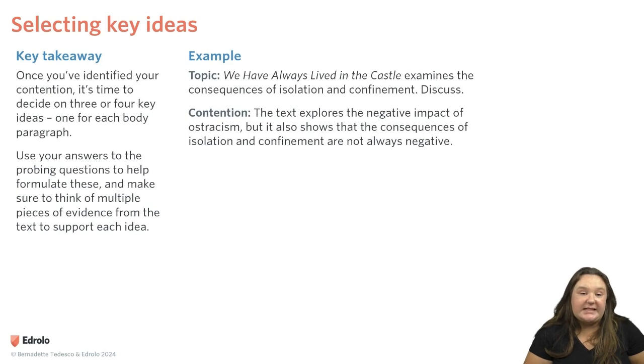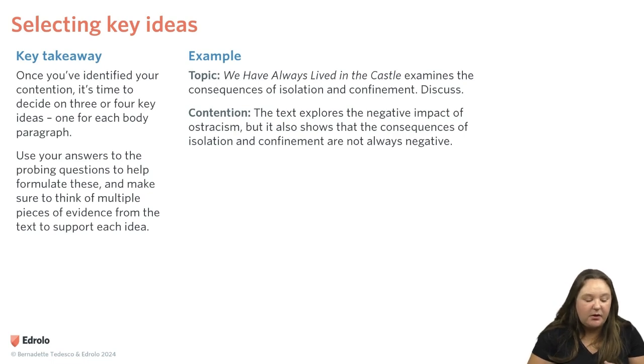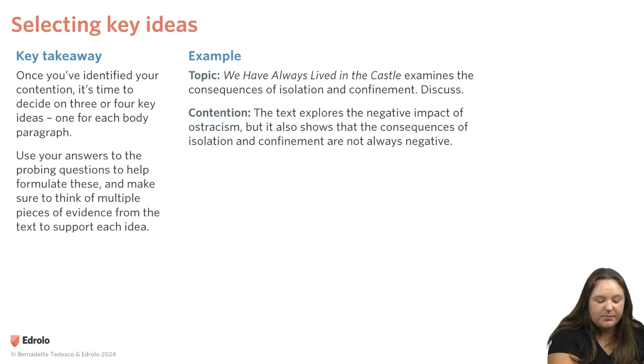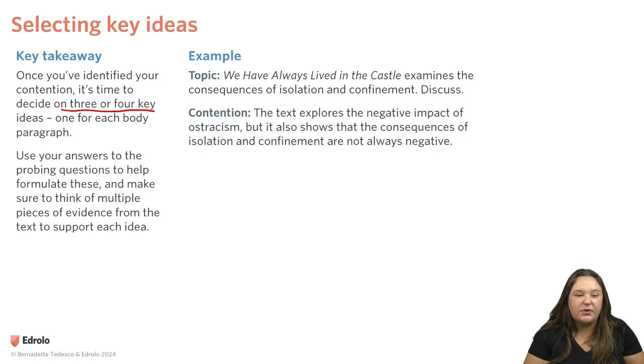Now we want to look at selecting our key ideas. So we've come up with our contention, we've got all those probing questions that we've been thinking about. Now we want to unpack why we believe what we believe. Once you've identified your contention, it's time to decide on 3 or 4 key ideas, and each idea will form a paragraph. Use your answers to the probing questions to help you formulate these ideas.